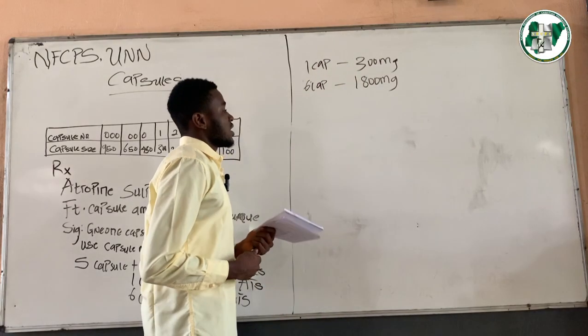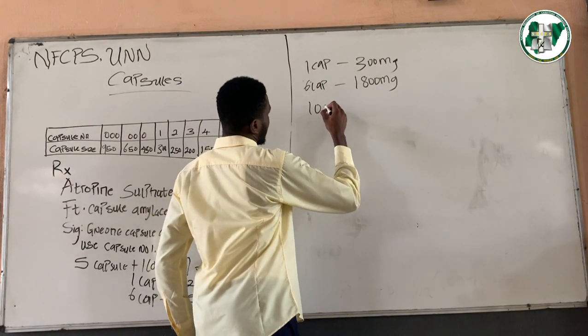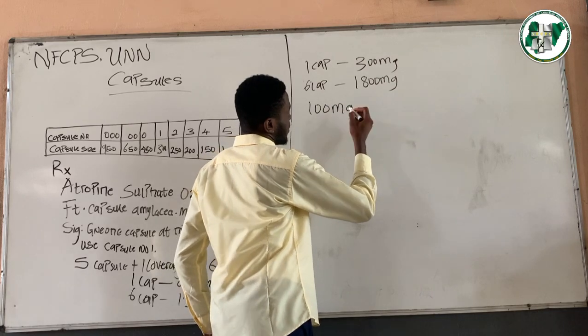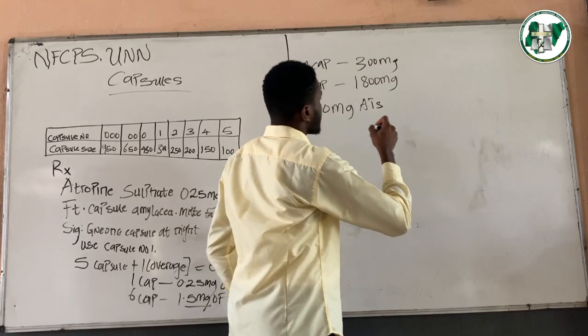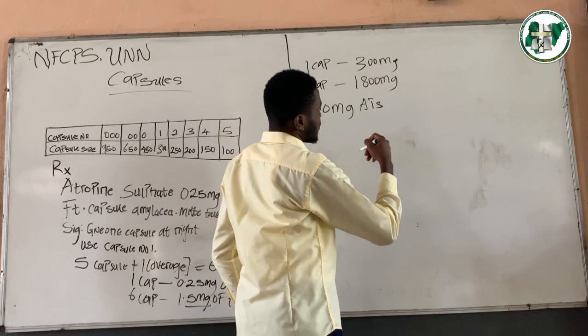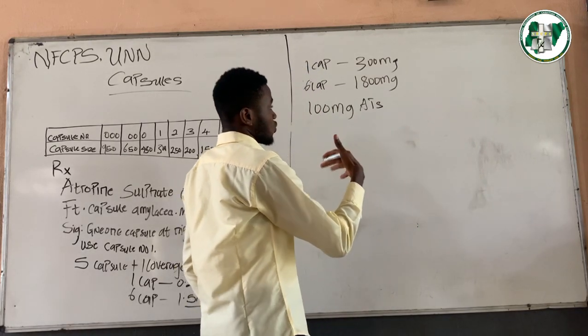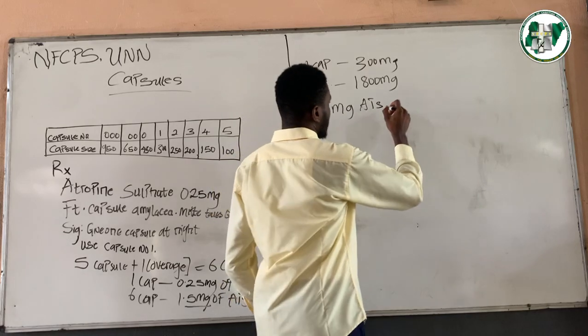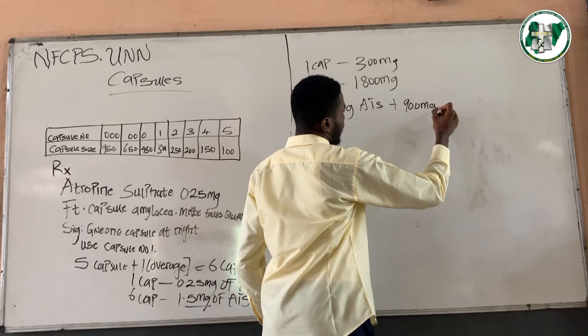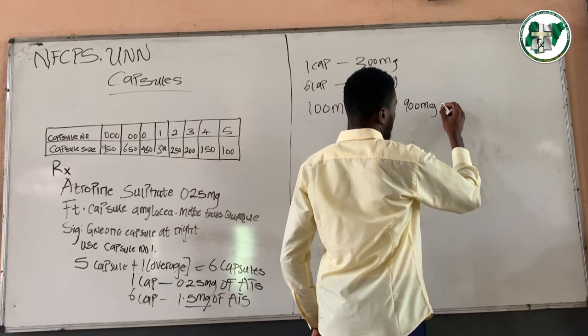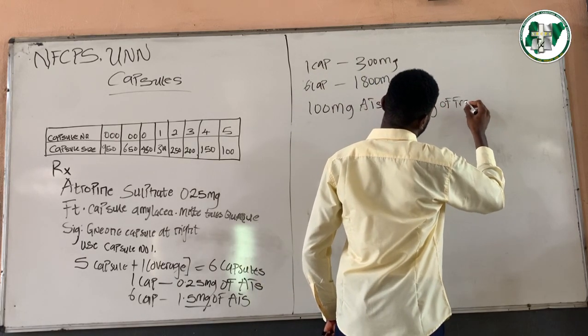So how will we start? We start from 100 milligram of ATS. You say that 100 milligram of ATS was weighed from the poison book into your mortar and pestle. It was also recorded in the poison book. ATS plus 900 milligram of your diluent, which is your fresh lactose.